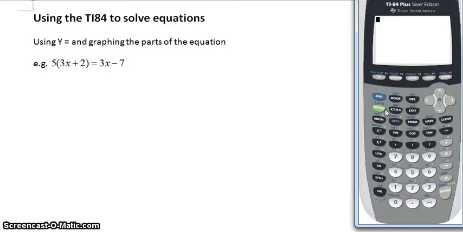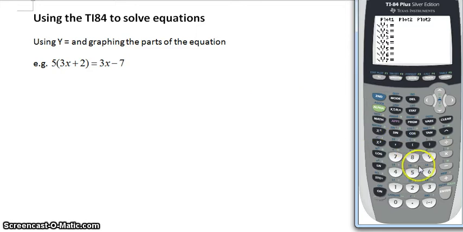This time we'll use a different method of solving equations, and it doesn't matter what sort of equation you have, whether it's linear or quadratic. This time we're using a linear equation, as you can see in the example. What we do this time is use the y equals button and graph the parts of the equation. Let's see what we mean by the parts of the equation.